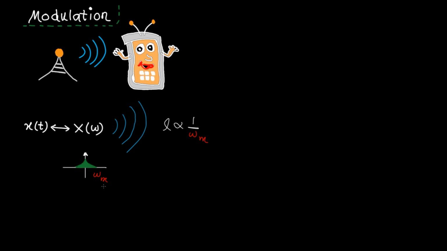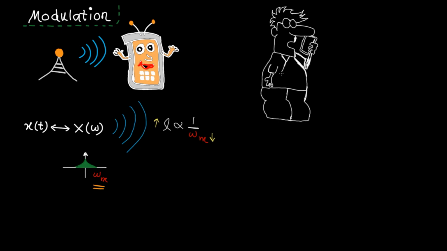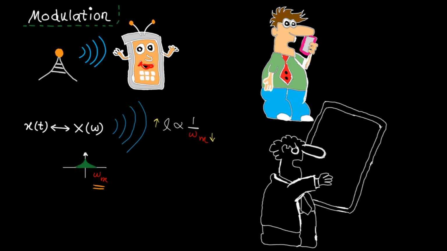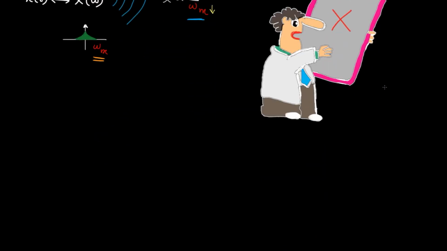This means if ω_m is small, the antenna must be large. What is the problem in this case? The problem is, in order to effectively receive information with low ω_m, the length of antenna, or technically the size of your phone, must be large. So instead of carrying a small cell phone around, you need to carry a ridiculously giant cell phone. That's why modulation is used to make small antennas feasible by shifting ω_m to higher frequencies.